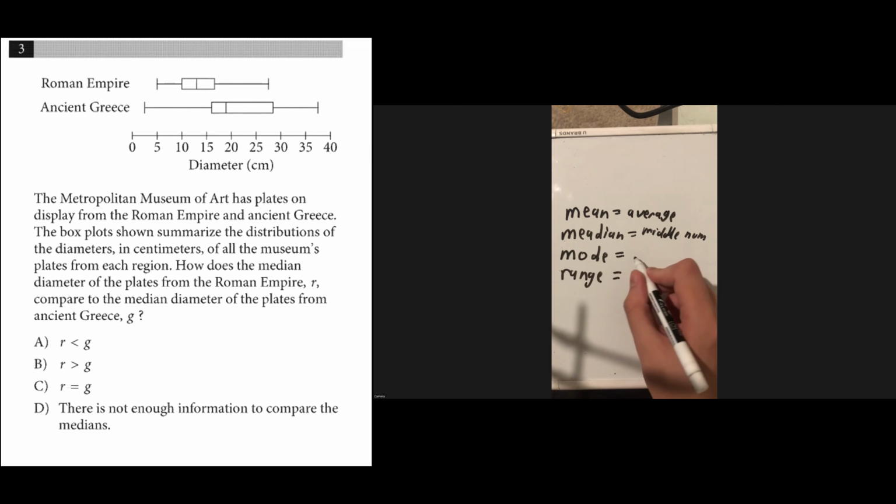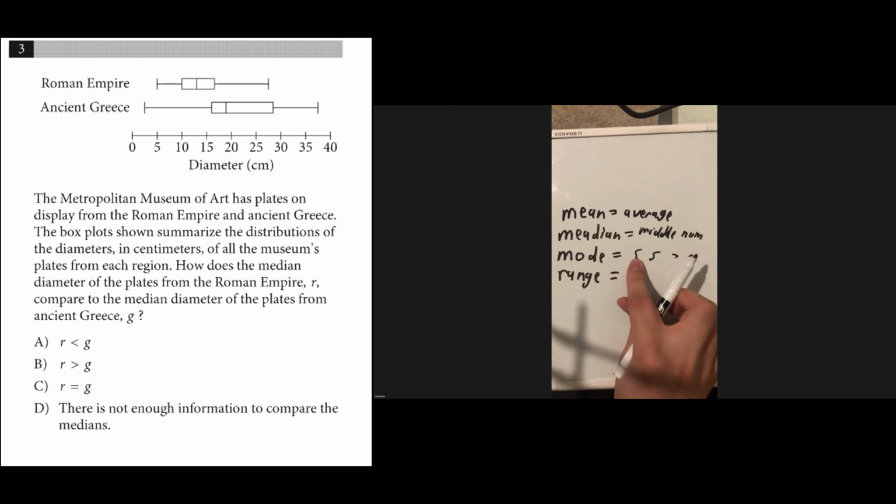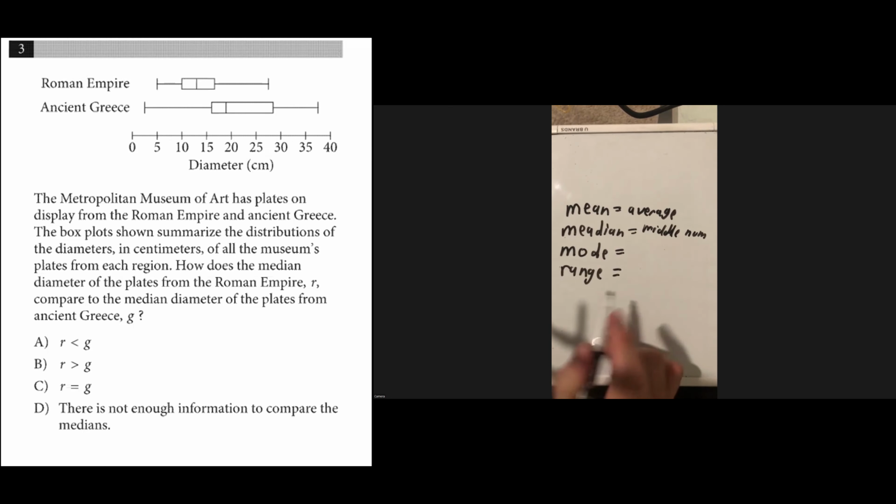So for example, if you have a list with like 5, 5, 7, 8, then the mode would be 5 because it's the number that appears most often. And range is the highest number minus the smallest number. And so for this one, it asks about the median diameter of plates.